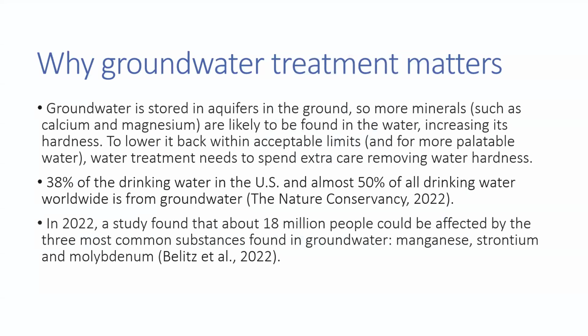So first off, groundwater is stored in aquifers underneath the ground, hence the name. So it's exposed to more minerals such as calcium and magnesium. This increases its hardness. And so in order to lower it back to acceptable limits and for more palatable water, the water treatment needs to take extra care to remove the water hardness. And this matters because 38% of drinking water in the US is pulled from the ground. In 2022, a study found that about 18 million people could be affected by the three most common toxic substances found in groundwater. So it's important that we treat it out.